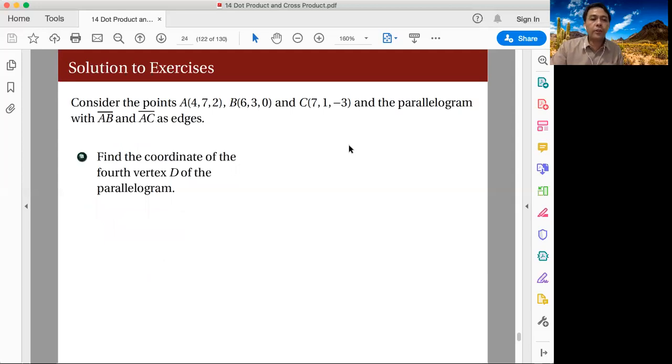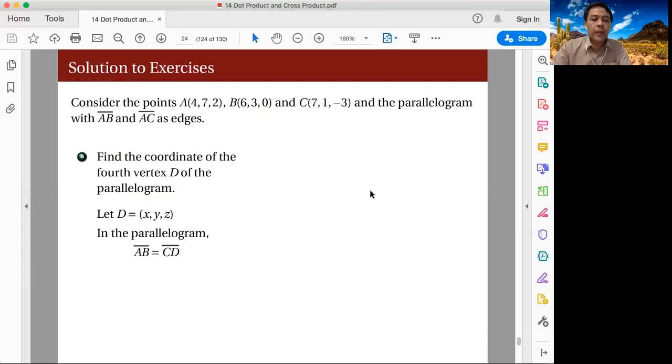Now for the last set, consider these points A, B, and C, and the parallelogram with AB and AC as edges. So find the coordinate of the fourth vertex D of the parallelogram. So you can imagine you have points A, B, C. So you have a point D there. So that CD should be parallel to AB. So let D have components or coordinates x, y, z. So again, the vector AB should be parallel to the vector CD. Okay?